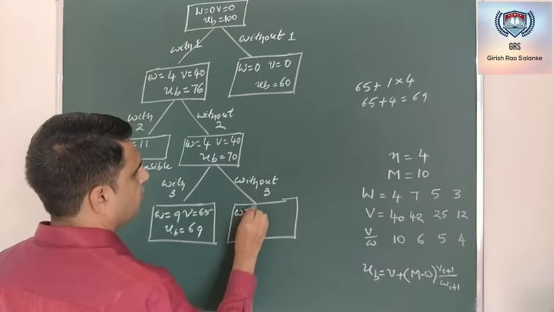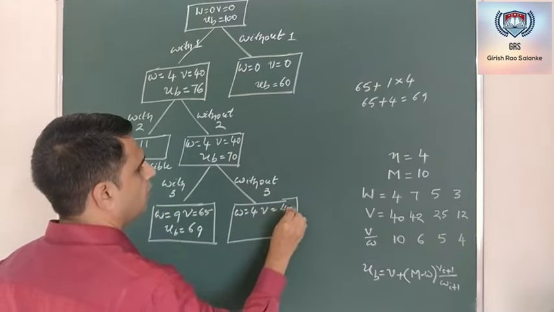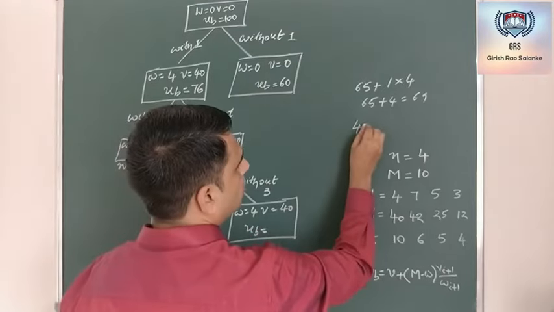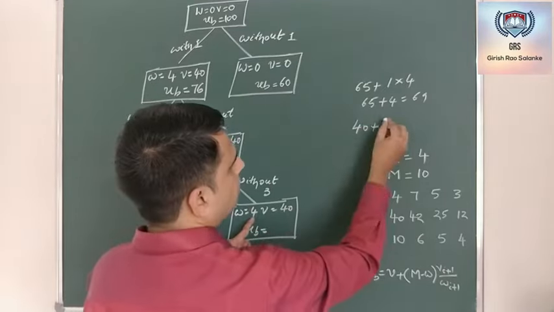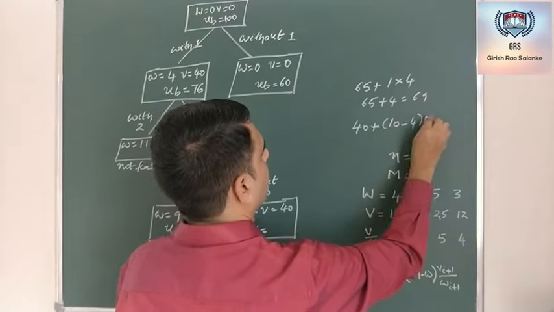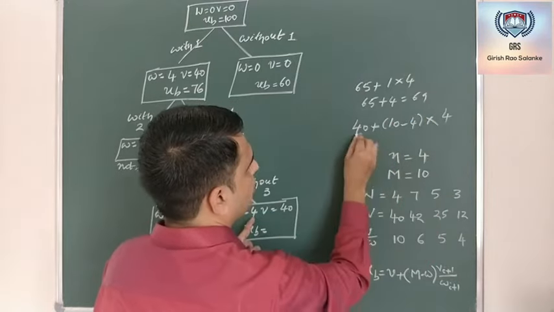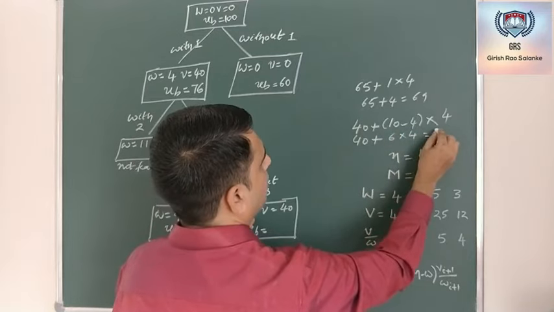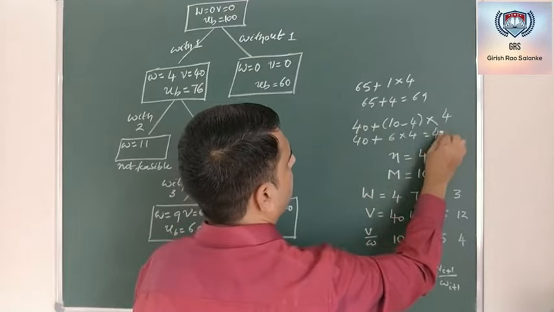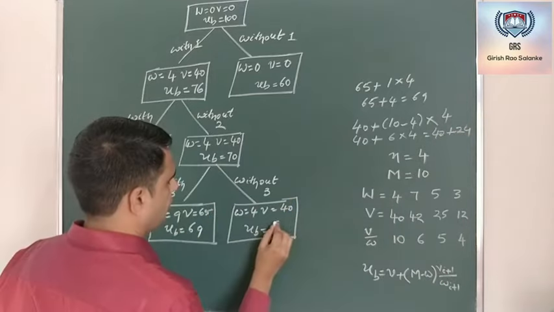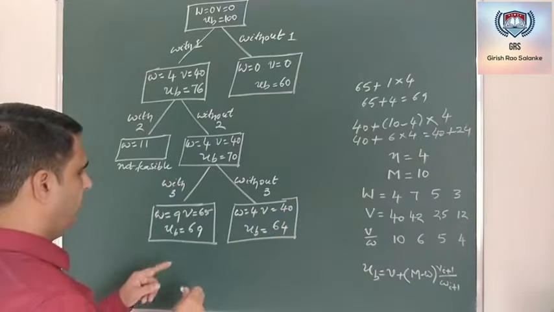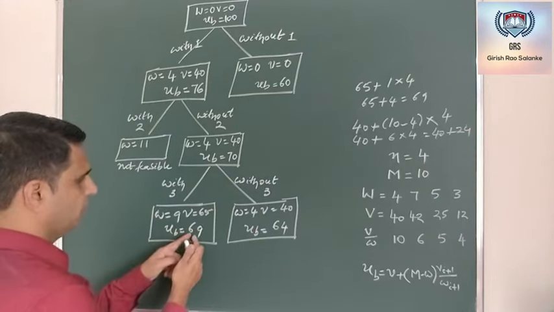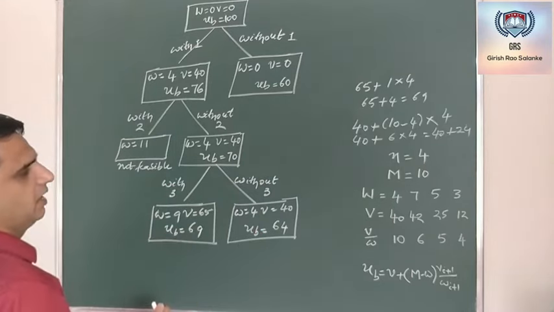Now calculate this. This remains as it is. W is equal to 4 and V is equal to 40. Find the upper bound. It is 40 plus (10 minus 4) into 4. So this is 40 plus 6 into 4, that is 24 plus 40, which is 64. Now see here, I have this node, this and this. Now which has the greater upper bound is this node. So I need to proceed with this particular node.